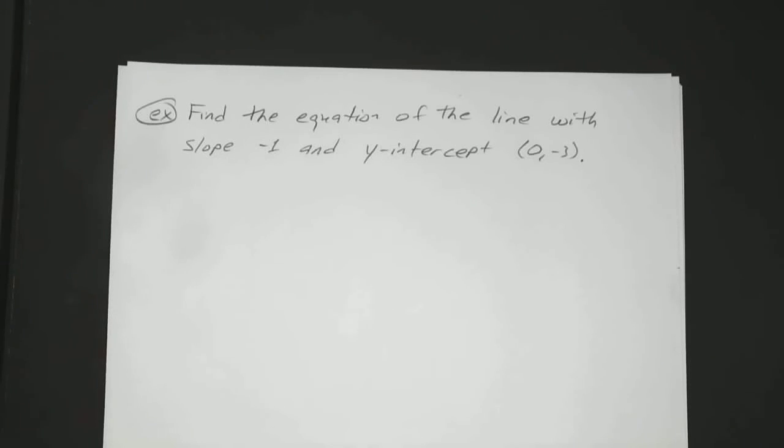So if they give you the slope and the y-intercept, you don't need the point slope form. All you need is the y-intercept form, and you can just plug it right in.